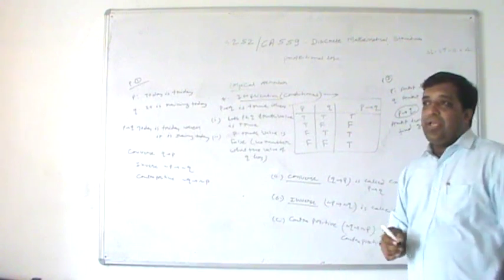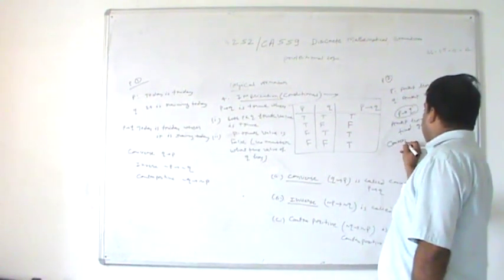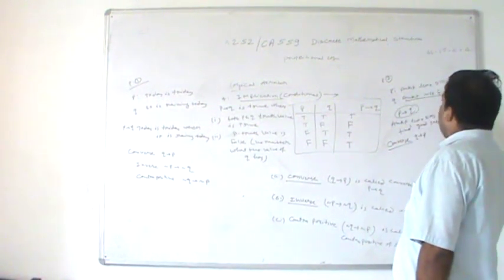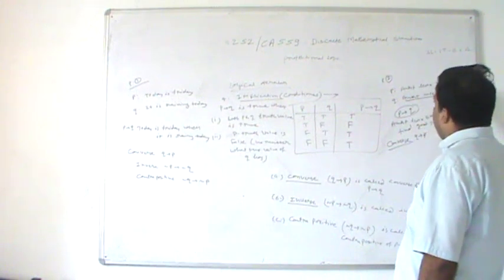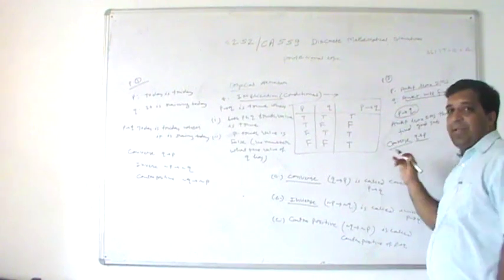Now you can find the converse, inverse and contrapositive. So the converse is Q implies P. What is the Q? Ankit will find a good job whenever Ankit learned DMS. So are you clear? What is the meaning of converse?